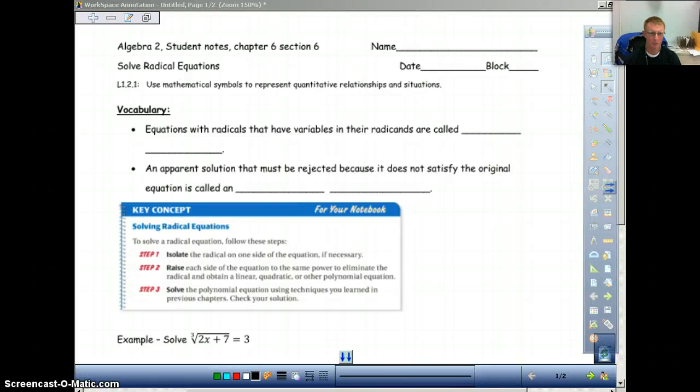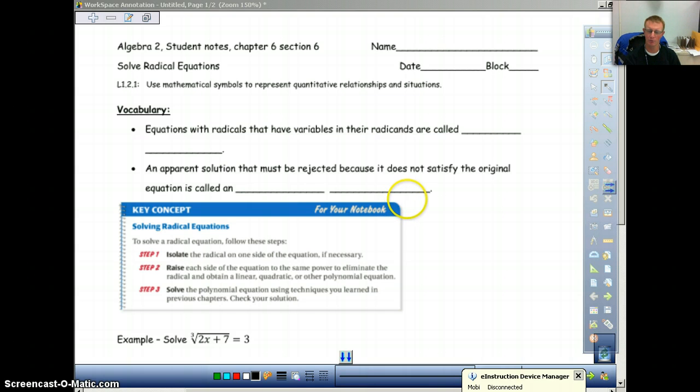Okay, so we're doing chapter 6.6 right now, which is solving radical equations. We're going to get right into the vocabulary. This section, there are parts of it that I think are going to be very easy for you. I think a lot of you, when dealing with algebra, are very comfortable solving equations and knowing what you need to do. So I think that's an important part, and that's going to be a good part.